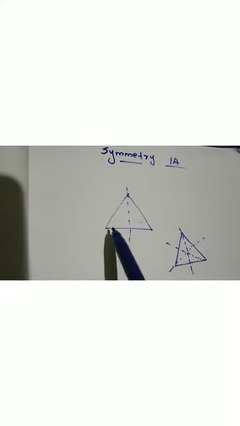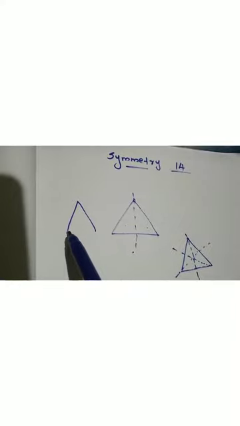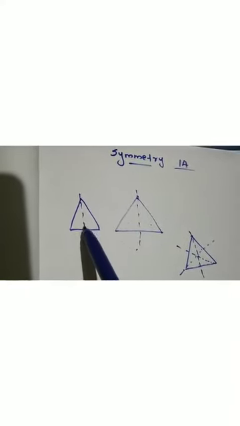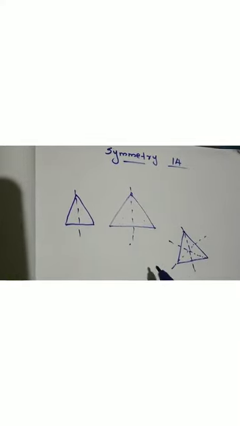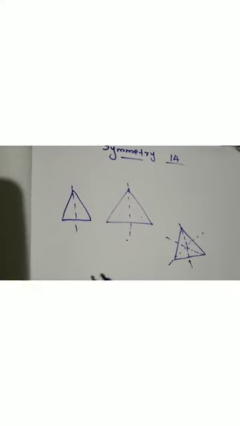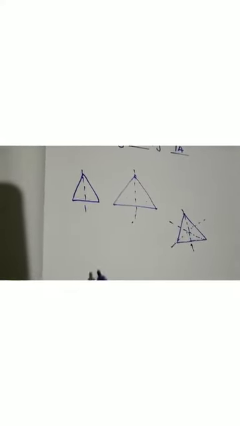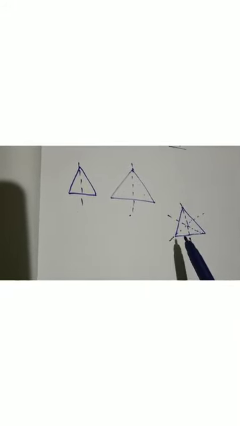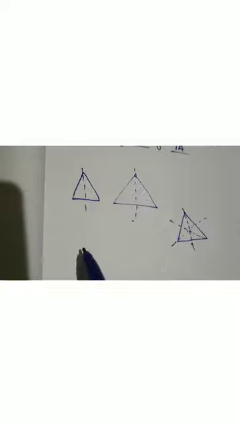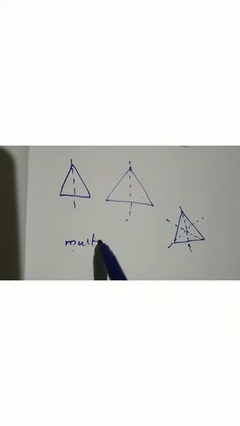If it is an isosceles triangle, we will get 1 line of symmetry. Okay. But it is equilateral triangle. For equilateral triangle, 3 are there. Some shapes have only 1 line of symmetry, but some shapes have more than 1 line of symmetry. That is known as multiple lines of symmetry.